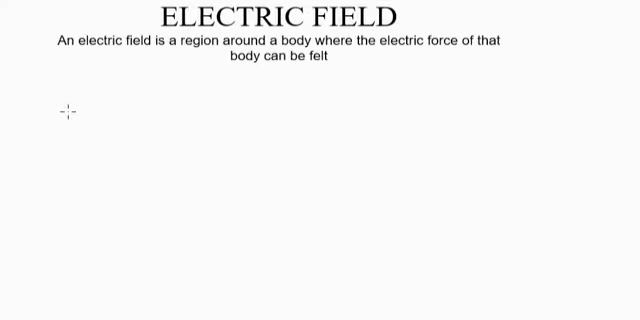So an electric field is a region around the body where the electric force of that body can be felt. Now an electric field can be represented by lines of force. The lines of force in an electric field will show the path along which the free positive charge will move in the field. So I'd like to use this simple illustration.